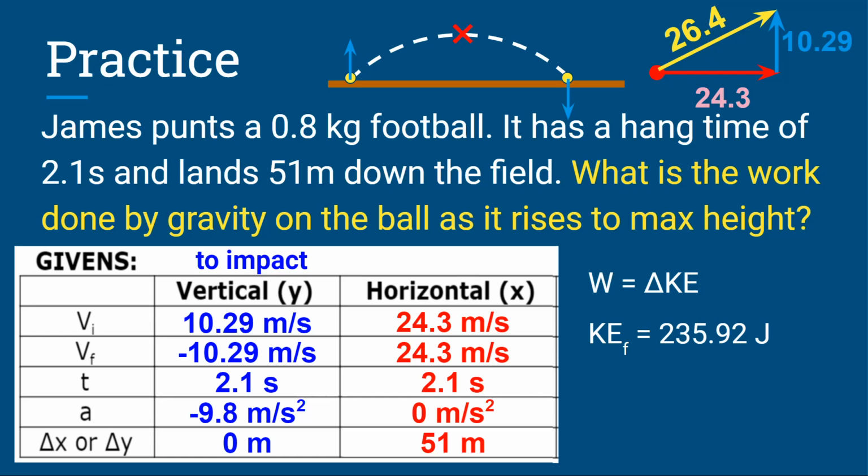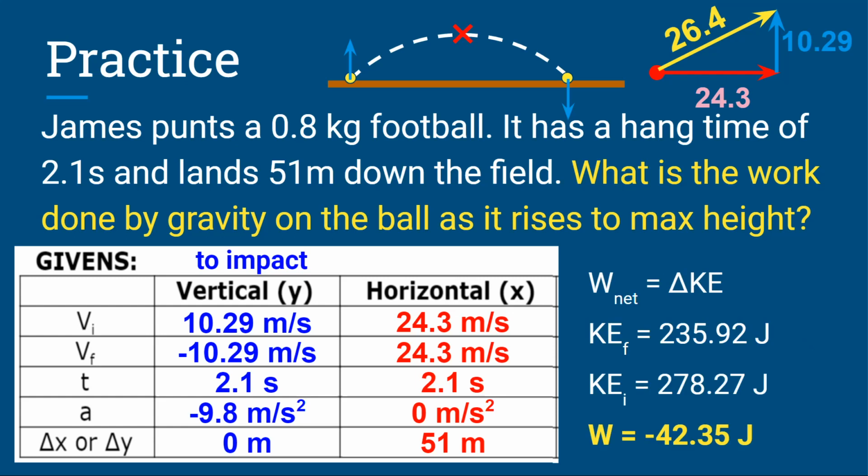My final kinetic energy is 235.92. We found that a minute ago. That's at max height. My initial kinetic energy would be 1/2 times mass times that initial velocity that we found. That's the hypotenuse of my triangle we found a minute ago, 26.4 squared, and that would be this value. And so now I can just find the change. I go from having a KE of 278.27 to losing some energy so that it's only 235.92. And so I could find the change by subtraction. And I would get that the work done is negative 42.35 joules.